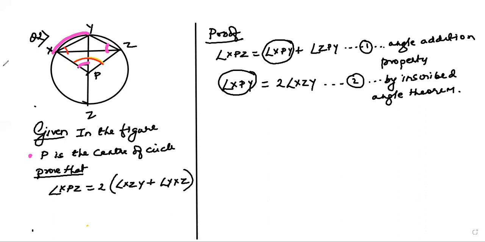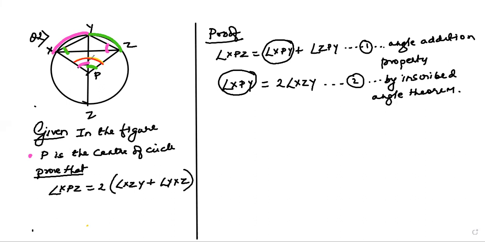Look at angle ZPY, children. Can you see this angle ZPY? I call it blue color, green color. It is intercepted by this green arc YZ. But this green arc YZ is also intercepted by the angle ZYX, or you can say YXZ.